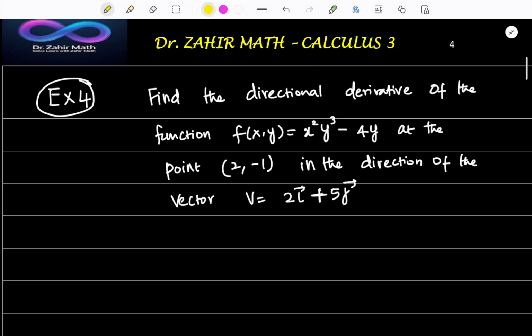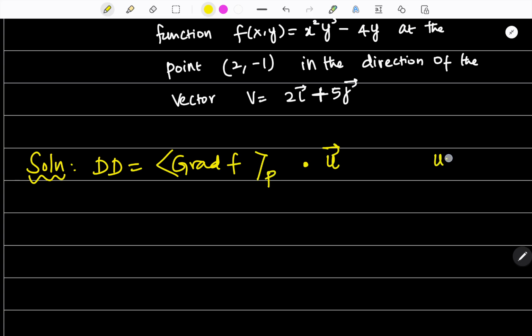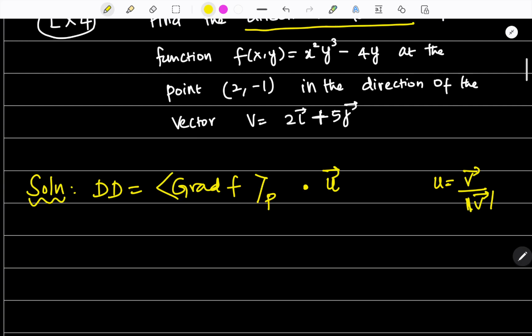Let's do one more question in this exercise. Now the question asks directly to find the directional derivative. If the question asks directly for the directional derivative, you first find the grad. Why? Because the directional derivative is grad f at the point P dot the u vector. What is your u vector? The v vector divided by the absolute value of the v vector. So let's find grad first.